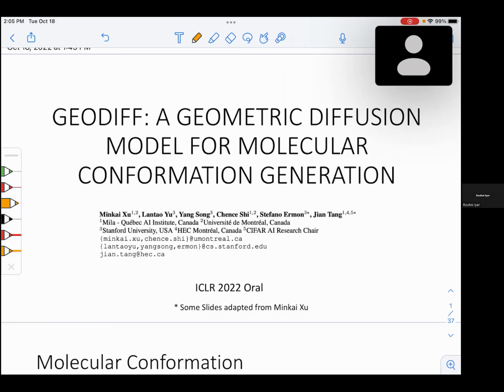This paper is published in this year's ICLR and has been selected as an oral presentation. It's also from Professor Tang Jian's group, and the first author is Minghai Xu. He has done a series of work on molecular graph conformation, and later I will give you a brief introduction to that thread of work.